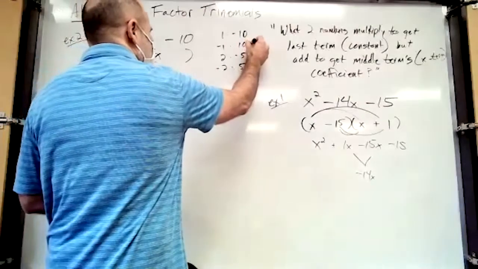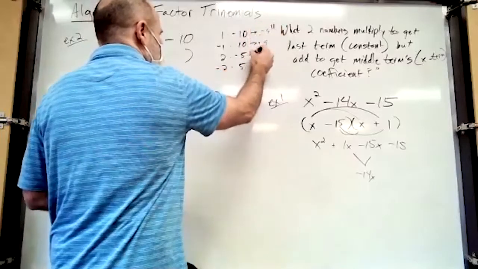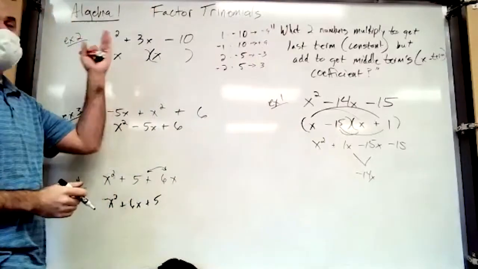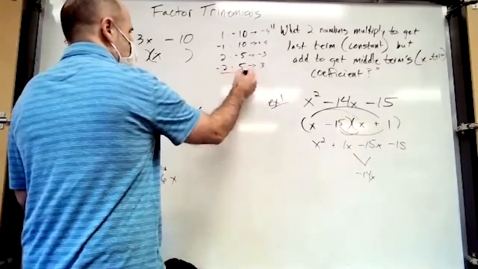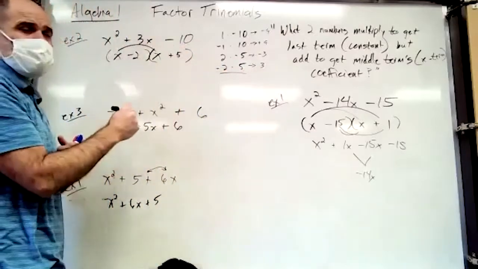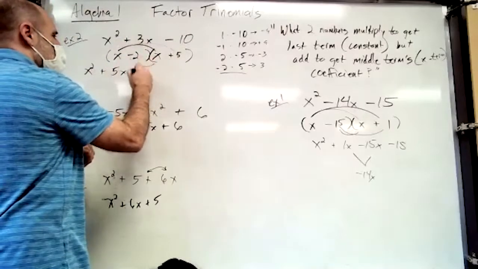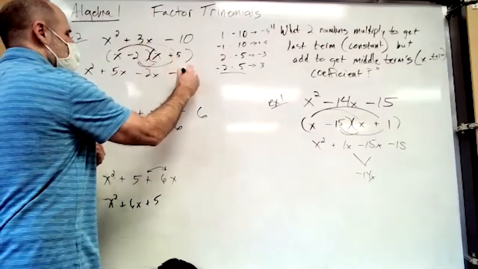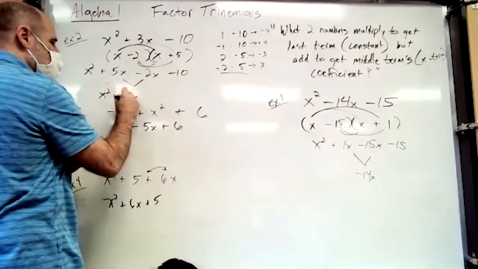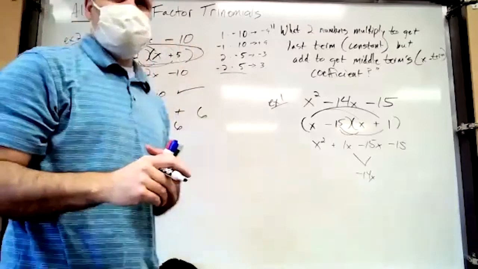So this adds to get 9. This adds to get negative 9. This adds to get negative 3. This adds to get positive 3. So what do you want to end up with? A positive 3. So that's our ticket. Minus 2 plus 5. You can multiply it out. Your brain needs that. Remember, x squared plus 5x minus 2x minus 10. So that works. X squared plus 3x minus 10, check. So here's your answer. Okay?